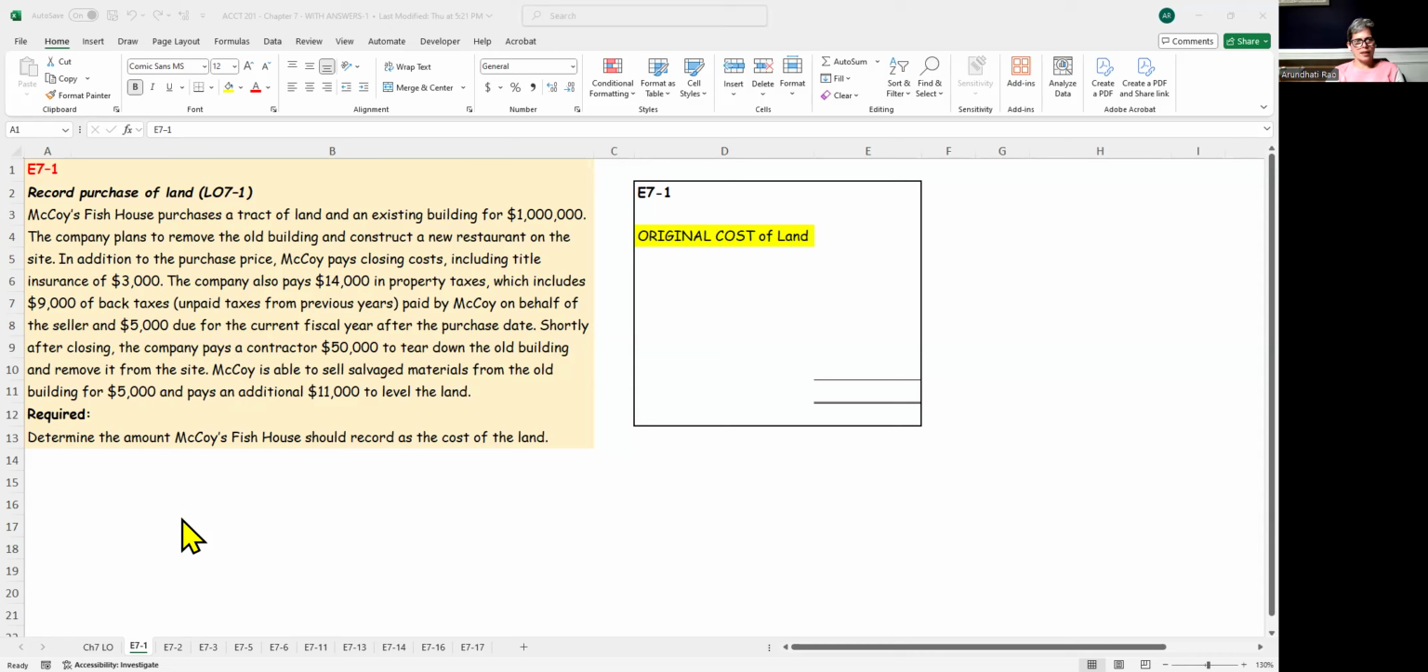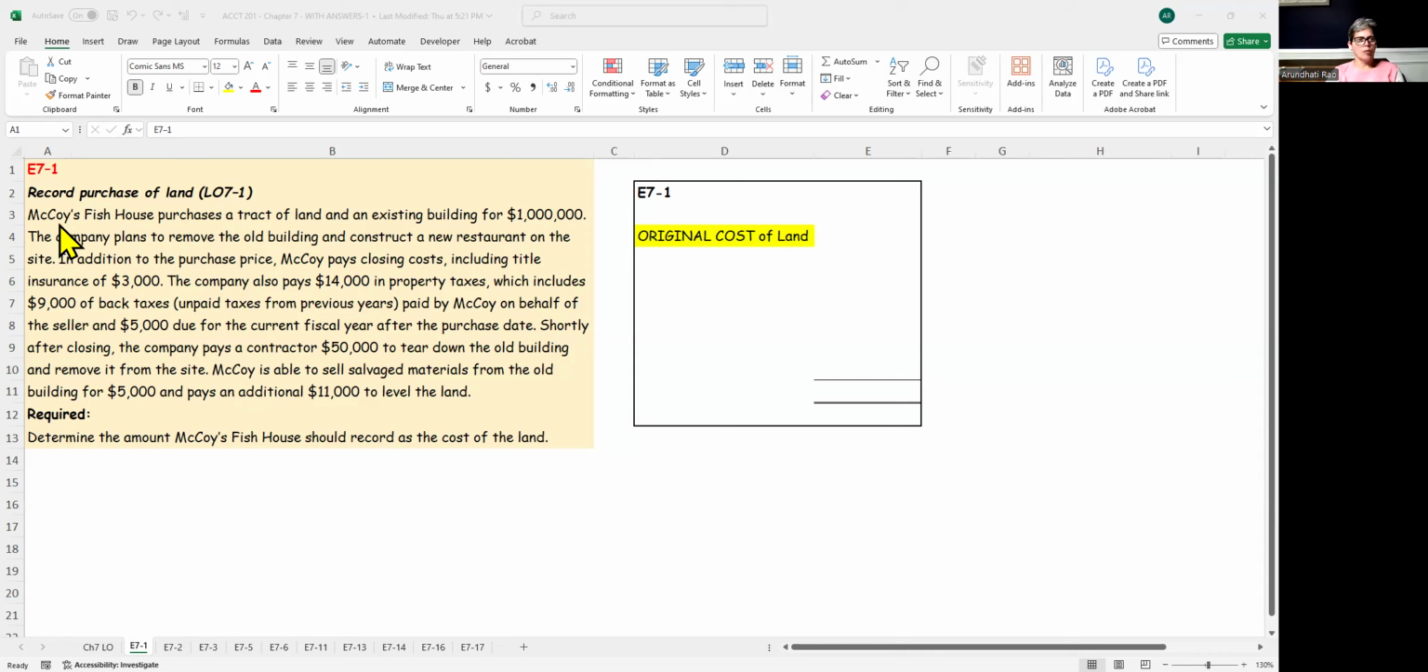So let's take a look at exercise 7-1, in which we'll work on a journal entry to record the purchase of land. But before you do the journal entry, you need to ascertain what amounts you're going to include in the cost of the asset. So with all long-term assets, we'll start with the purchase price, and then we'll look at all the other information. So let's read the exercise.